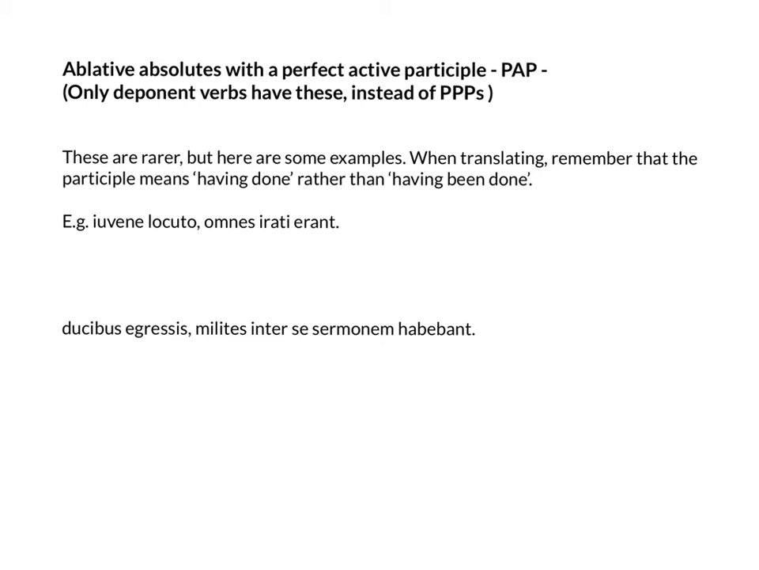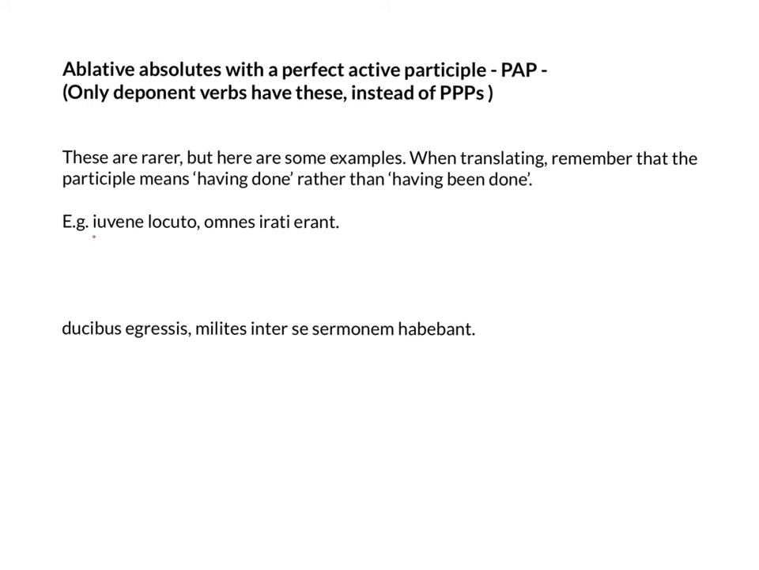Now here are a few examples of ablative absolutes which use a perfect active participle. Now the number of verbs which have PAPs, perfect active participles, is quite limited. Only deponent verbs have got them. So a deponent verb has got a past participle like any verb, but whereas normal verbs have perfect passive participles, deponent verbs will have active ones instead. So let's see a couple of examples using a perfect active participle in the ablative absolute.